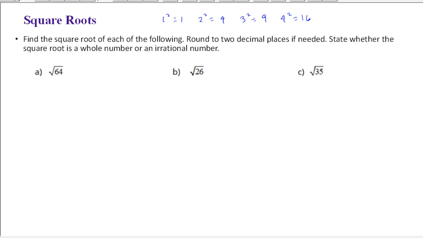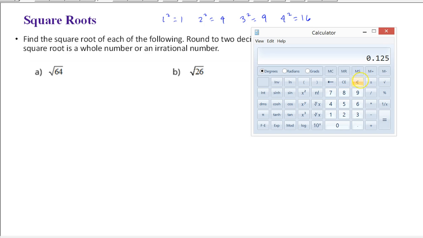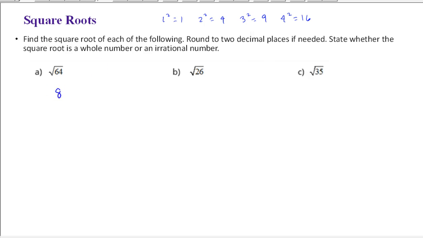So let's find these on the calculator. Okay, so for the first one, we have the square root of 64. Some calculators, you'd enter the square root sign and then you'd put 64. On this one, which is very, very basic, you type 64 and then you hit the square root symbol. And it says the square root of 64 is 8. So our result is 8. And that is a whole number. And that is because 8 squared is exactly equal to 64.